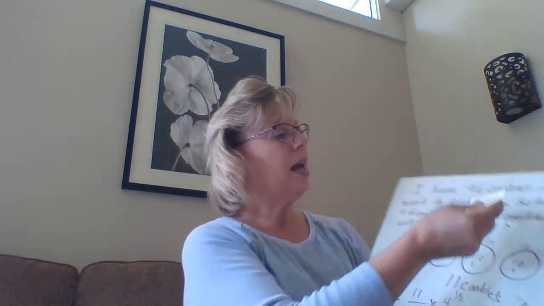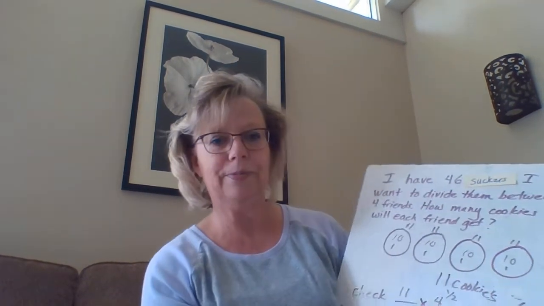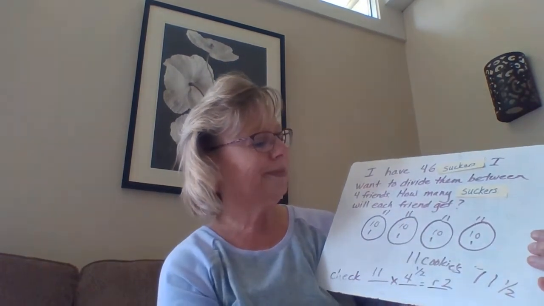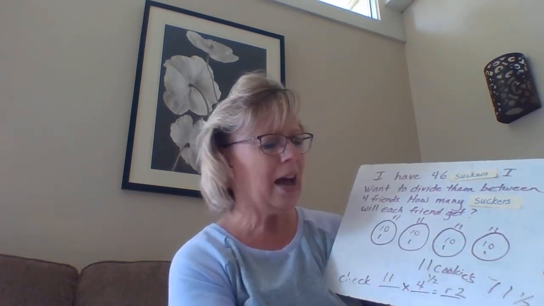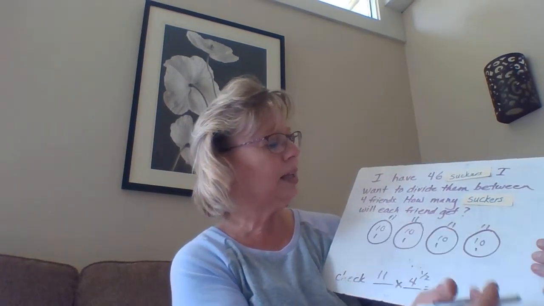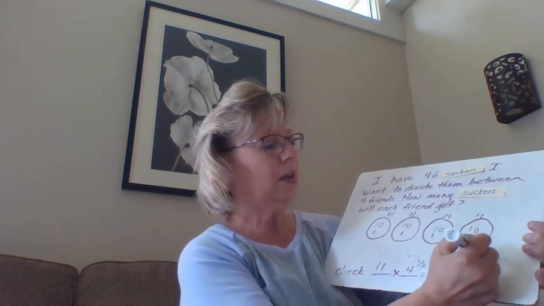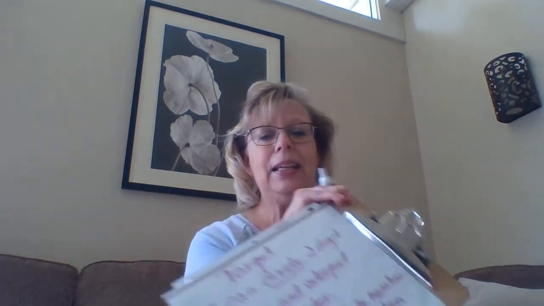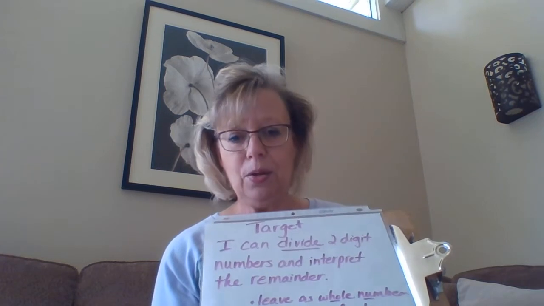Now another situation, what if I switched my cookies this time and I had them as suckers? Now I've got 46 suckers and I want to divide them between 4 friends. I do the same thing, but when I have my remainder of suckers, everyone would get 11. That would be 44. 11 remainder 2. Now, can I divide 2 suckers between 4 people? I don't think that's going to work very well. So that one, I will probably just leave my remainder as a whole number.